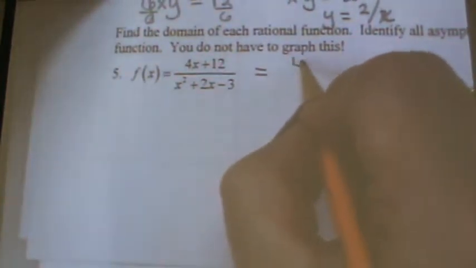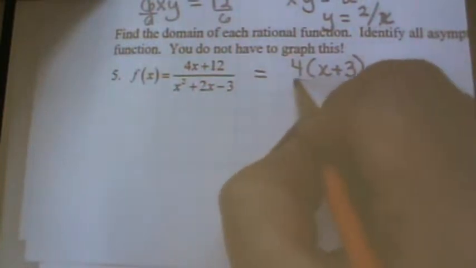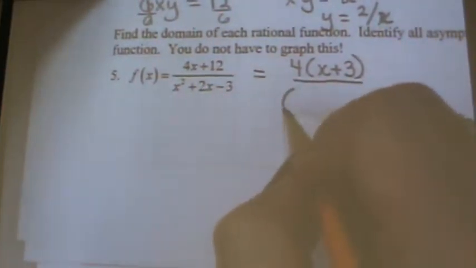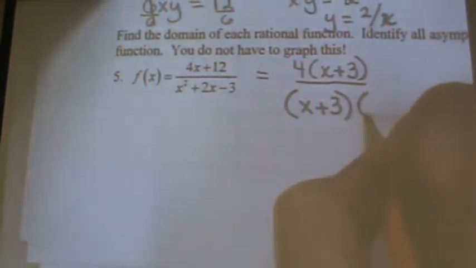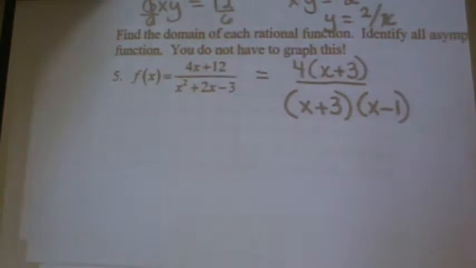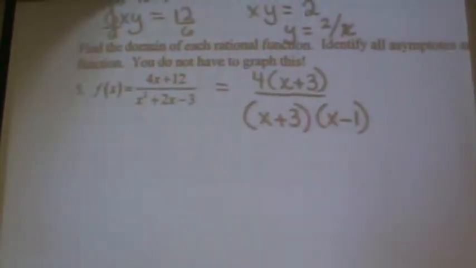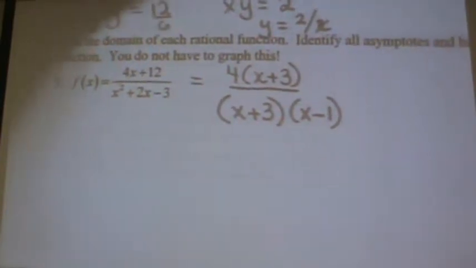Now, all the other stuff, what should you do? Factor. How do you factor 4x plus 12? And how do you factor the bottom? Quite a few of you factored this wrong. I saw a 2 and a 1 in quite a few spots, adding instead of multiplying in the wrong spot.